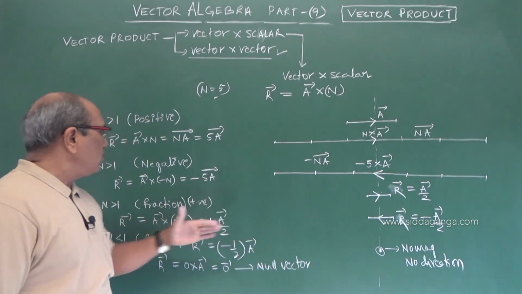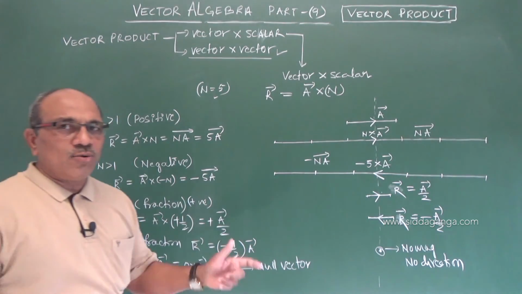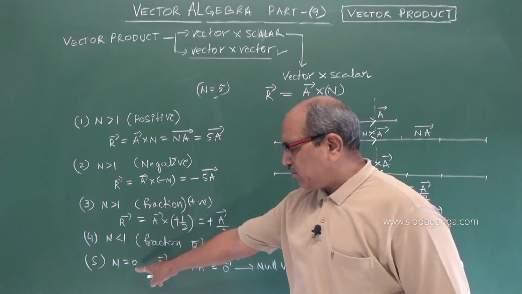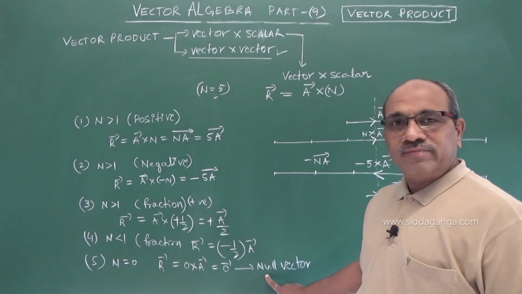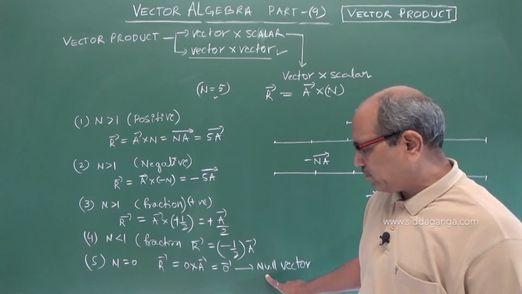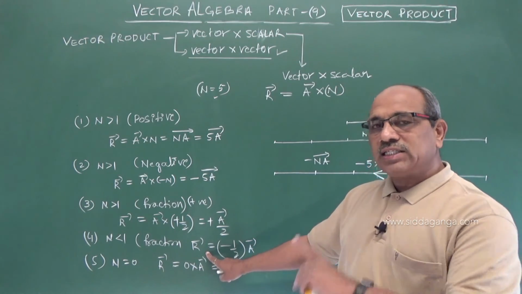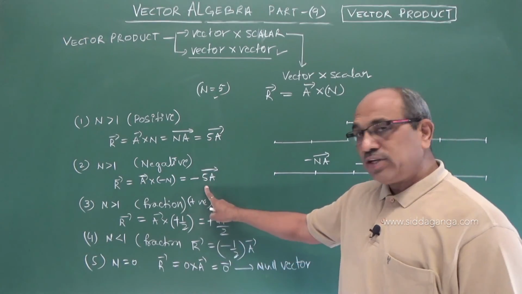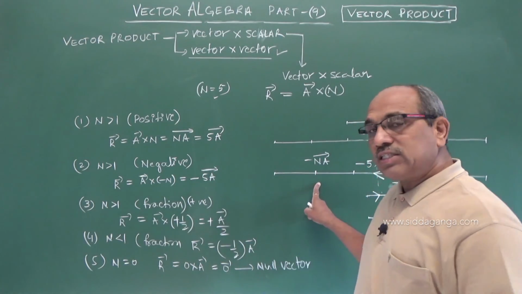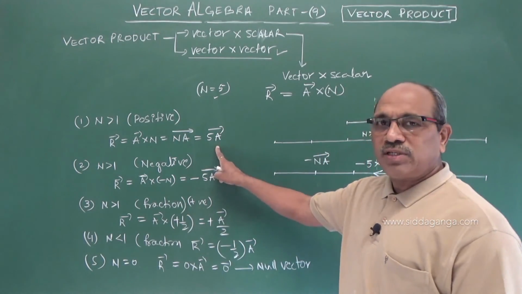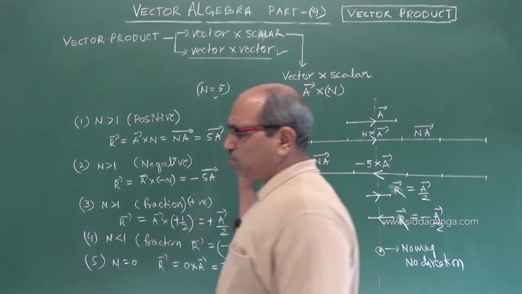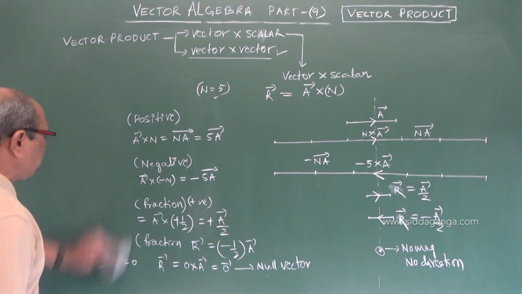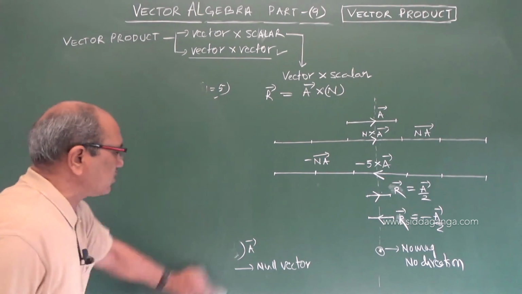I hope you have followed the five different cases I explained, how a scalar changes the magnitude and direction of a vector. If you multiply with 0, it converts to a null vector, losing both magnitude and direction. A negative fraction decreases the magnitude and reverses the direction. A positive fraction decreases the magnitude, direction same. A negative larger number increases the magnitude and reverses the direction. A positive greater number increases the magnitude only. With a small example, I conclude today's class. I hope you have understood this. I am coming to that problem before concluding today's class.